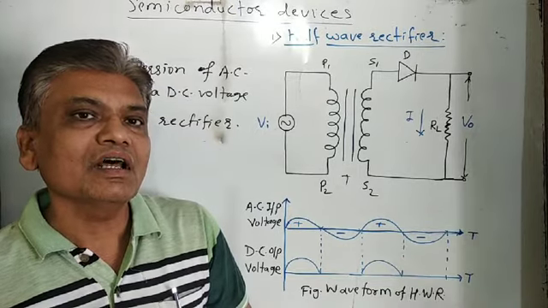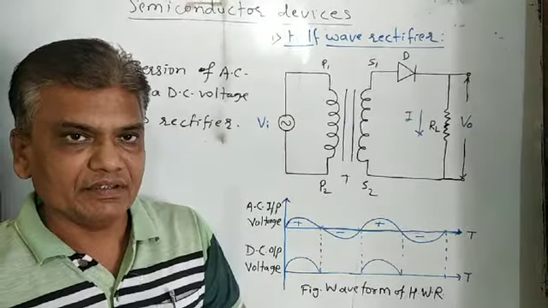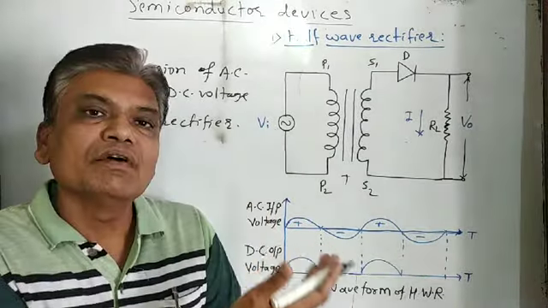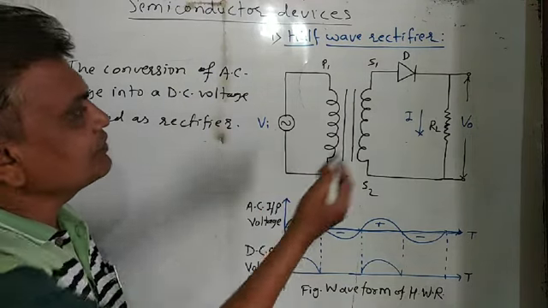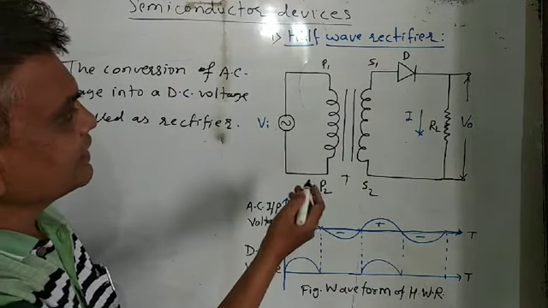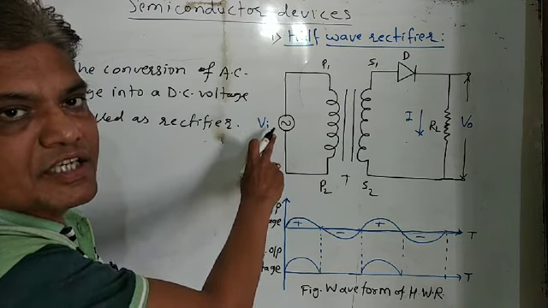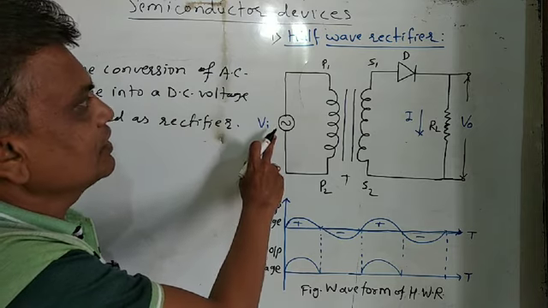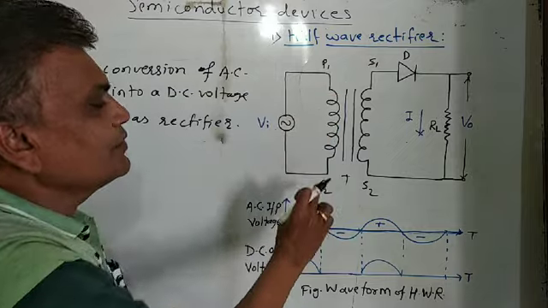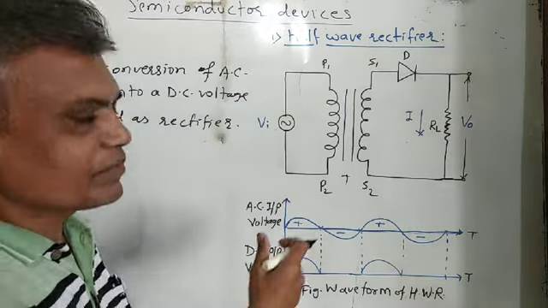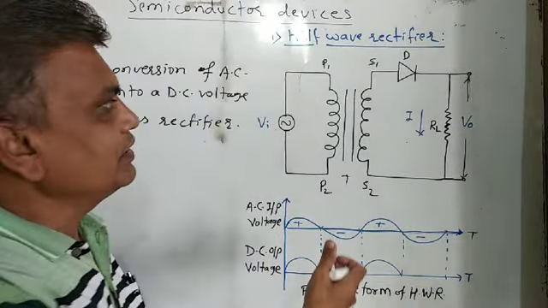Now there are two types of rectifier, half wave rectifier and full wave rectifier. First we see the half wave rectifier. This is the circuit diagram of the half wave rectifier. In this circuit diagram, this is the AC input voltage and this is the transformer. P1 and P2 are the primary coil of the transformer, and S1 and S2 are the secondary coil of the transformer.